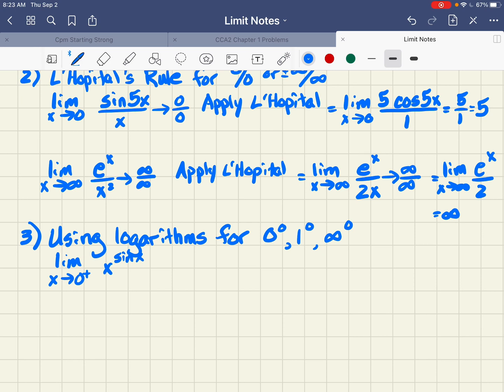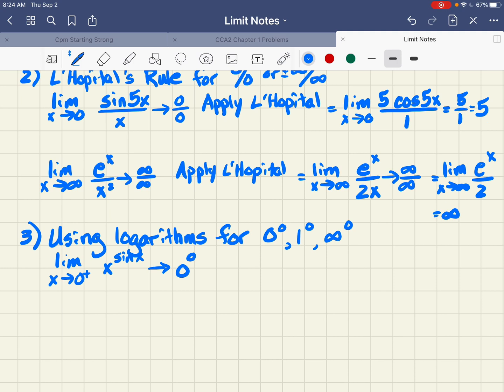So the limit as x approaches 0 on the right of x to the sine x. Well, let's look at what happens. The base will approach 0 and be positive. The exponent will also approach 0. So this is definitely an indeterminate form. Again, notice I used the arrow.